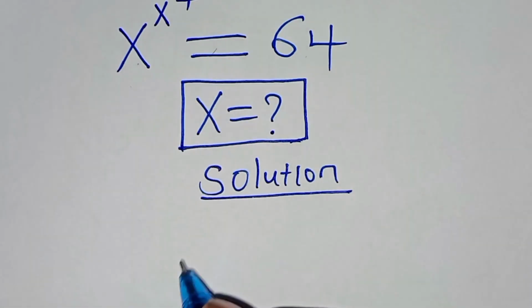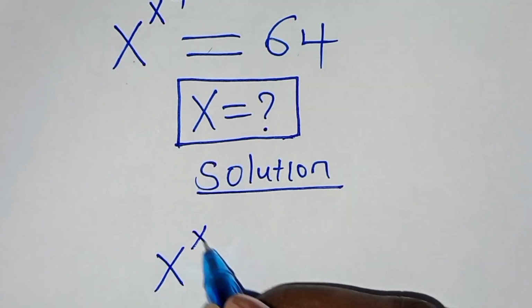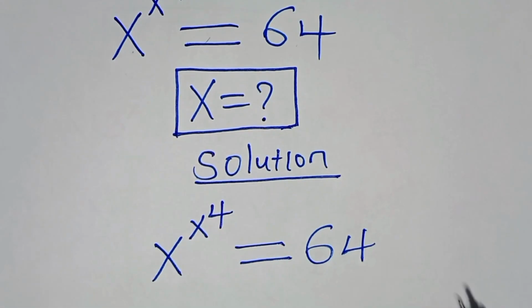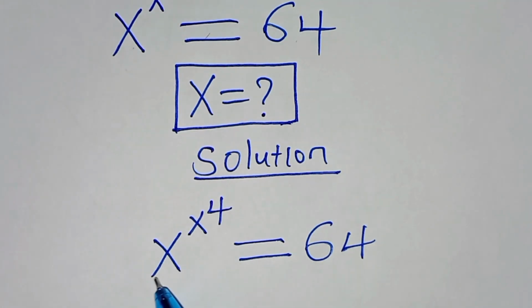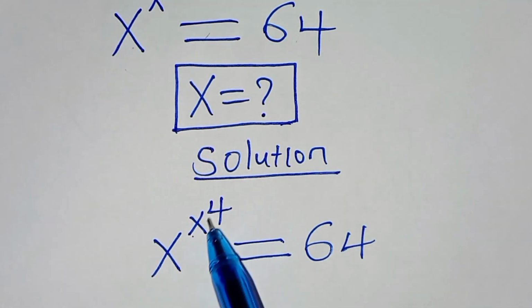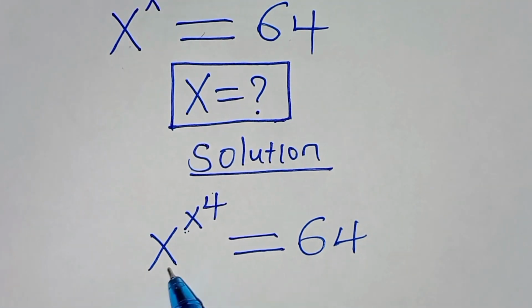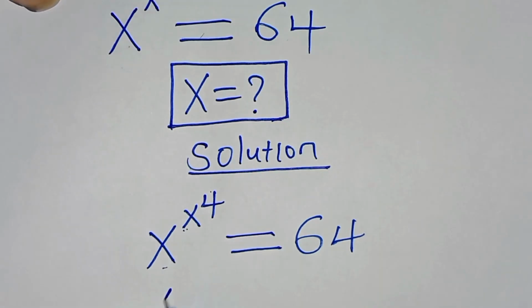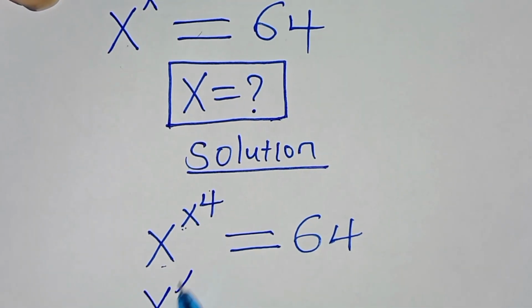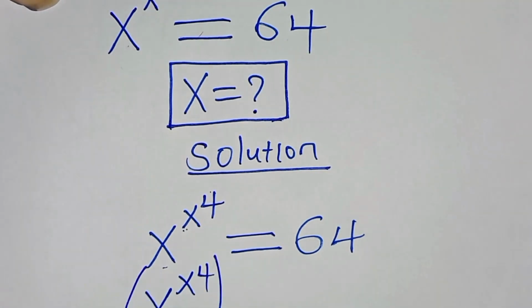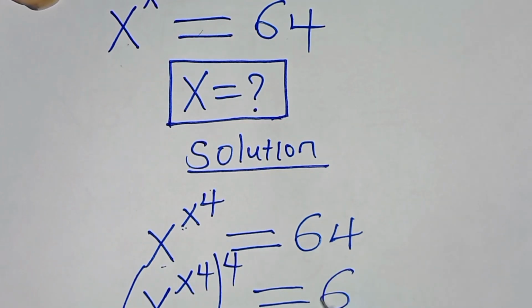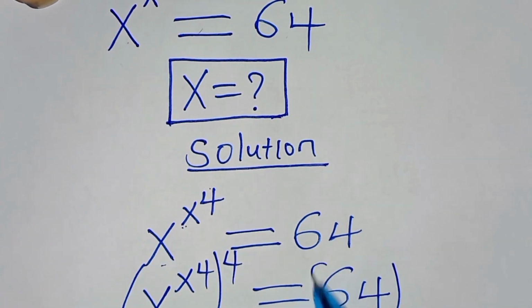Now we have x raised to power x to power 4, this is equal to 64. So we have x raised to power x to power 4. This is x to power 4, so we need to ensure that this x is also raised to power 4. To do that, we raise both sides to power 4. So we'll have x to power 4 raised to power 4, equal to 64 raised to power 4.